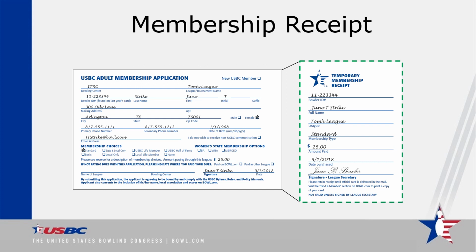On each membership application is a detachable receipt. When you receive the application, for those who paid for membership in the league, you should sign and date the receipt and hand it back to the bowler. This is their receipt to prove that they are a USBC member. For those bowlers who have already purchased membership, ask to see their receipt to confirm purchase of their membership. The league is now bowling, so sit back, relax, and enjoy the night.